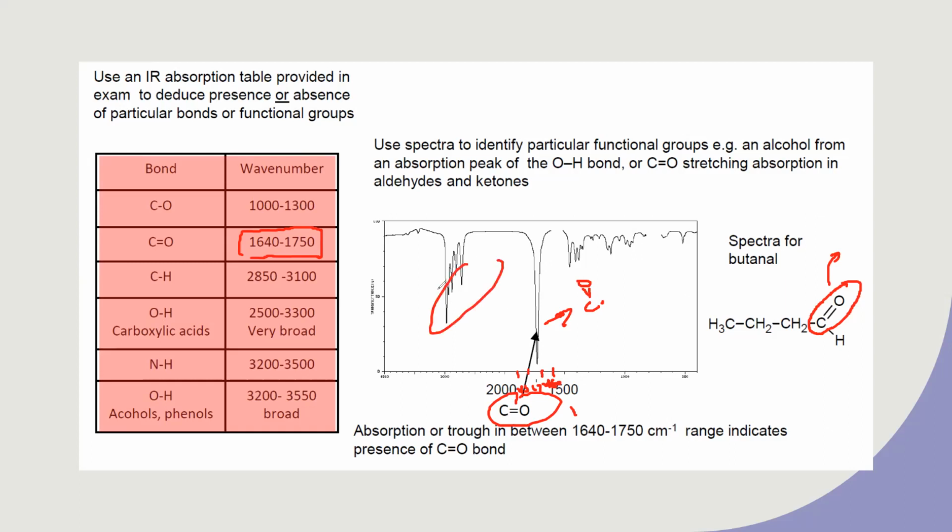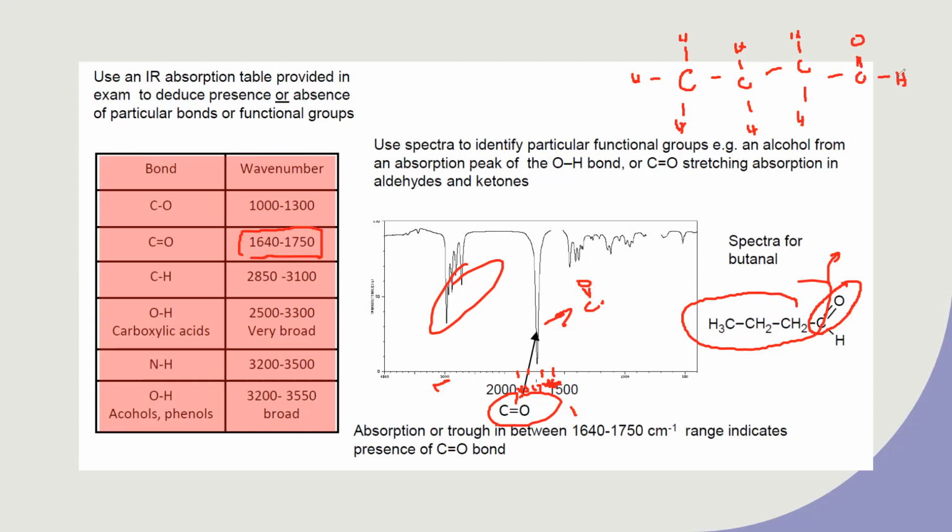And there's another region for 3000. Whenever CH bonds are there, the other type of bond which is present is the CH bond. So when I draw the structure, the displayed formula represents all the bonds which are present. So these are all the bonds which are present.